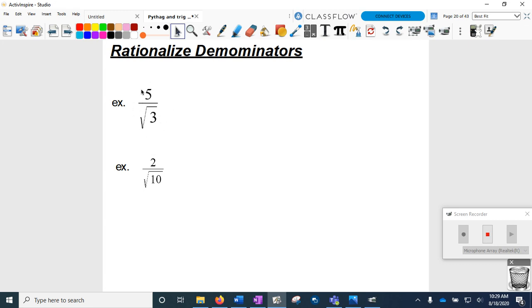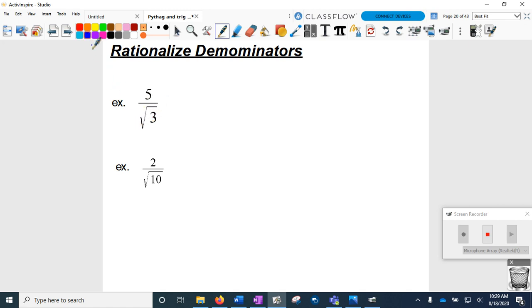It's going to help you out on your SAT and ACT, because all those answers that you're going to get in those standardized tests are going to be rationalized, meaning they're not going to have square roots in the denominator. So here's how we're going to handle it if we have a square root in the denominator. If your fraction ends up with a square root in the denominator, we are going to rationalize it.